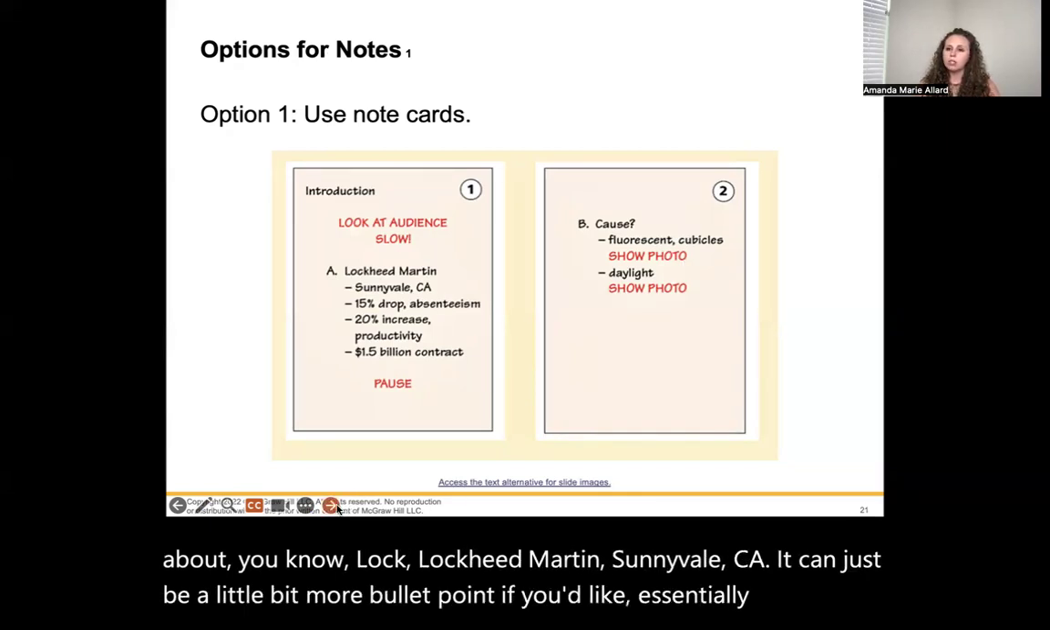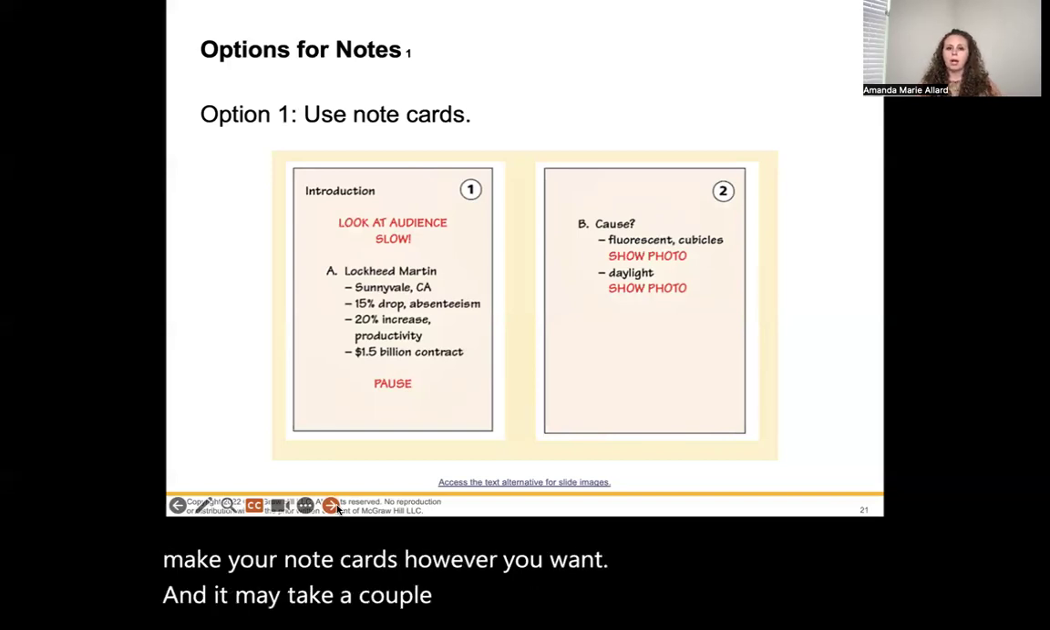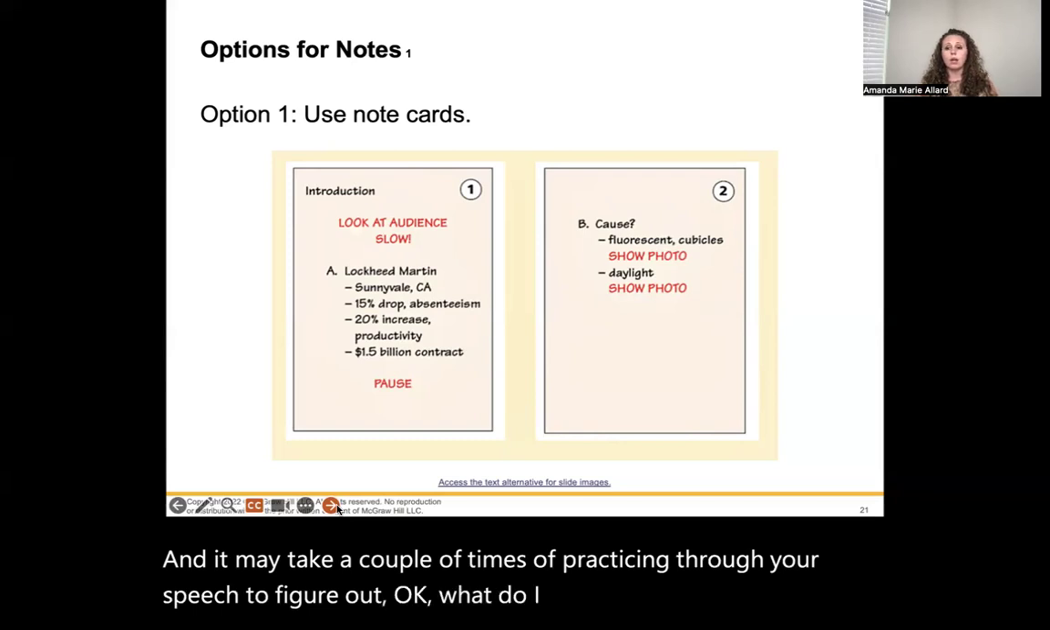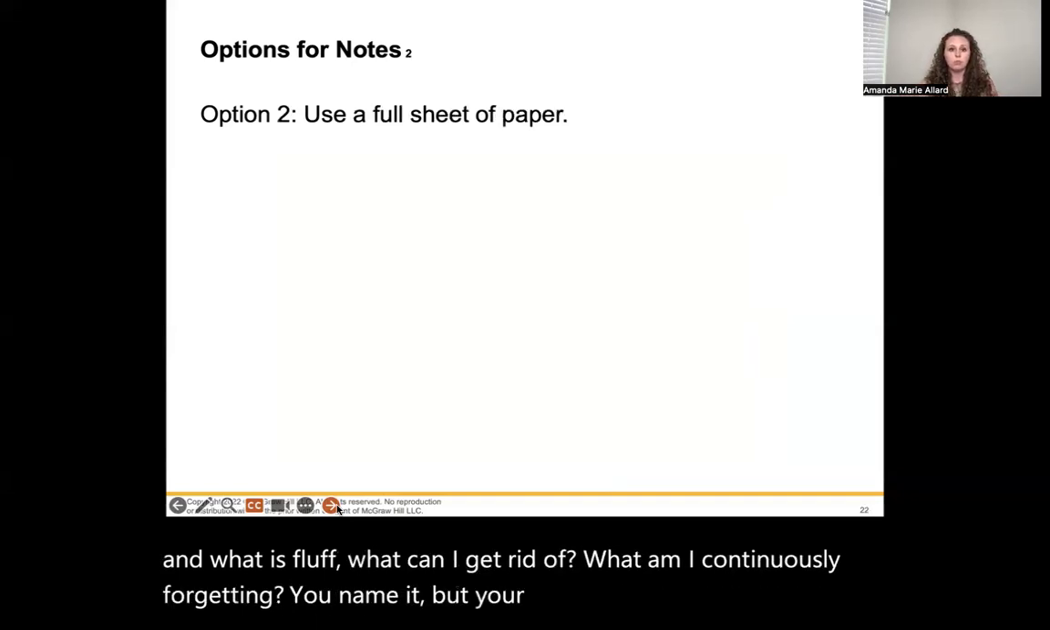Essentially, you can make your note cards however you want, and it may take a couple of times of practicing through your speech to figure out, okay, what do I really need on my note card and what is fluff? What can I get rid of? What am I continuously forgetting? You name it, but your note cards are unique to you.